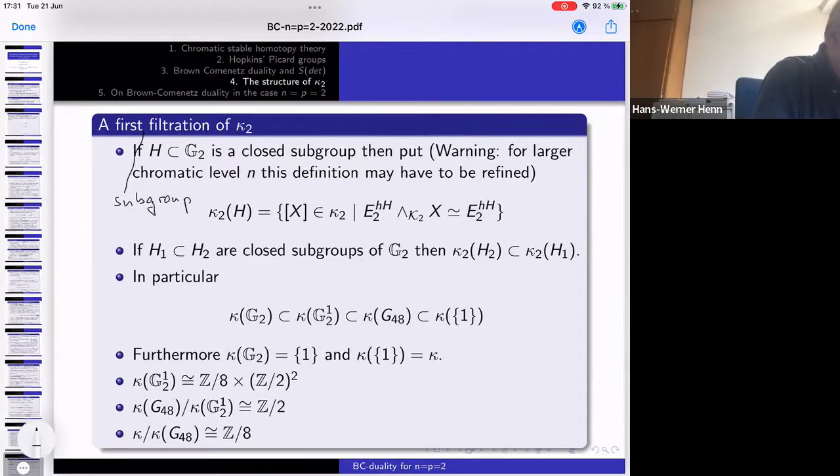So let me first say something about this filtration. At the bottom of the filtration, kappa G21 is isomorphic to C mod 8 cross C mod 2 squared. The next filtration quotient is isomorphic to C mod 2, and the top filtration quotient is isomorphic to C mod 8.